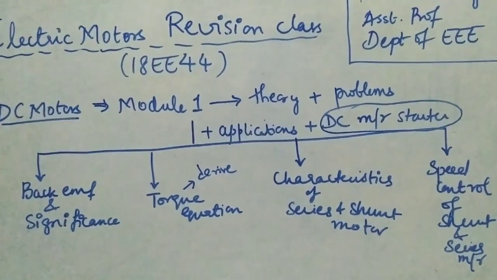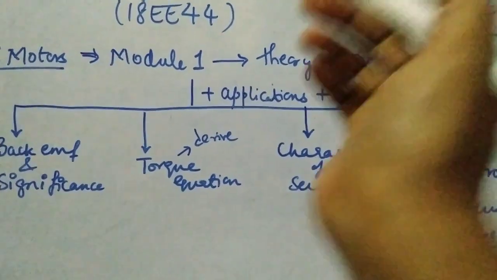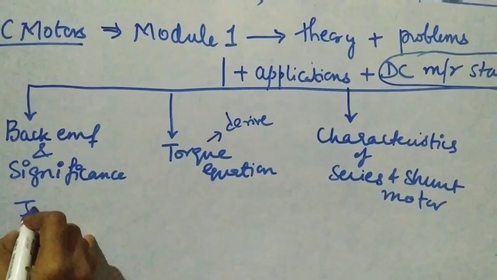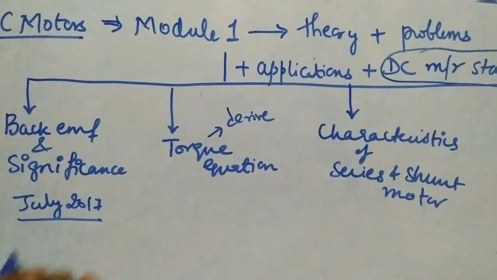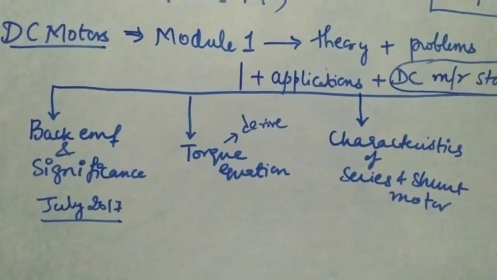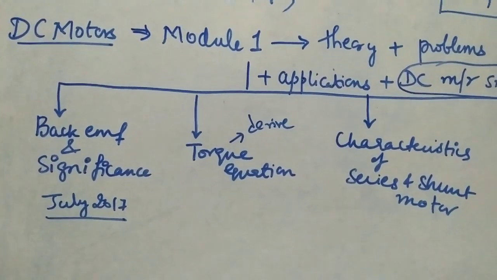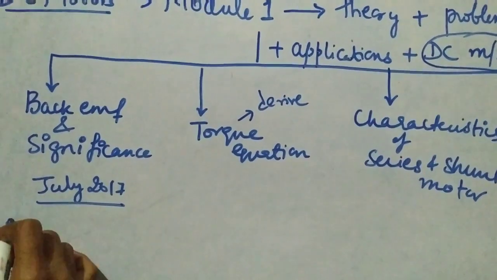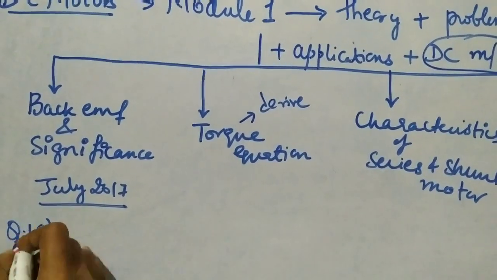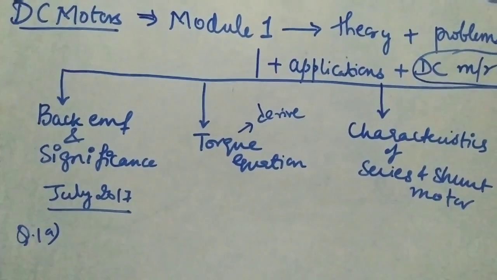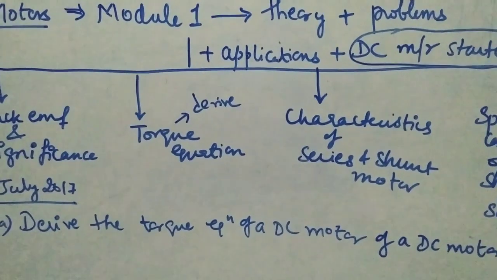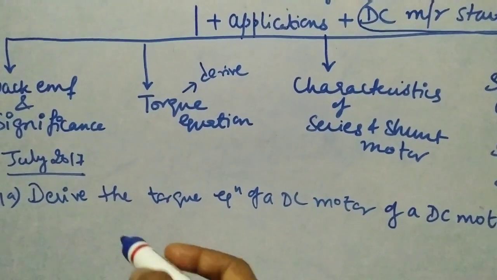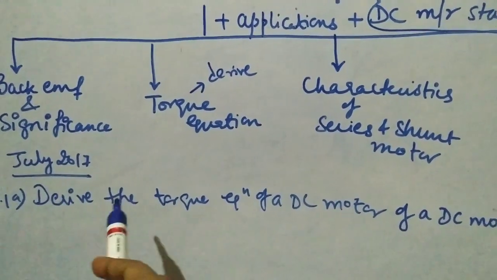So in July 2017, let me start with the question paper. In July 2017, the first question in module 1, question 1A, which appeared was: derive the torque equation of a DC motor.